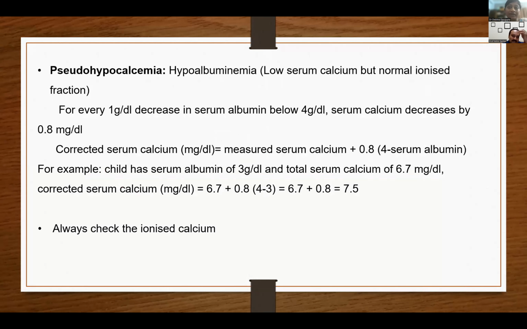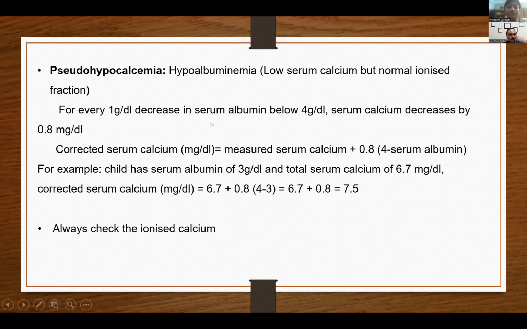Remember, suppose you get a child who comes to your hospital, gets admitted, you get a total serum calcium done, and you see that it is low. So it is always very important that you rule out pseudo-hypocalcemia. Hypoalbuminemia can cause pseudo-hypocalcemia. How? Because the albumin-bound fraction decreases. That causes the total serum calcium level to decrease, but the ionized fraction remains normal. So that does not affect the extracellular functions carried out by the calcium.